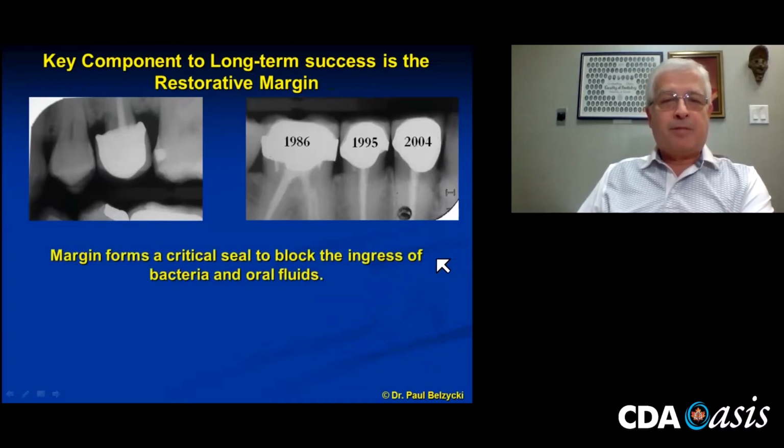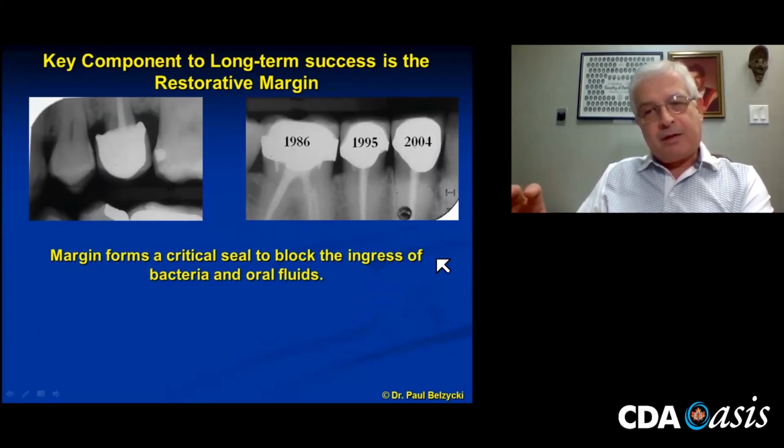The margin forms a critical seal to block the ingress of bacteria and oral fluids. So it has to be as good as you can make it, recognizing there's no such thing as perfect, but you still strive for perfection. There's inherent inaccuracies in everything we do. We try to keep those under control and make the errors as small as possible.